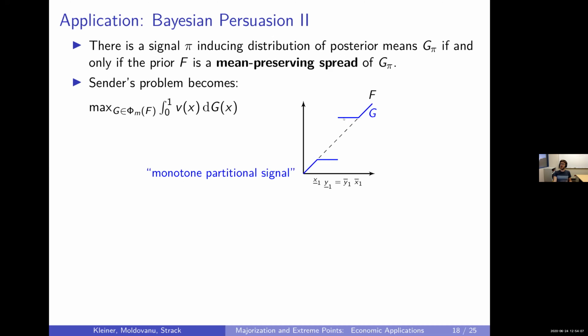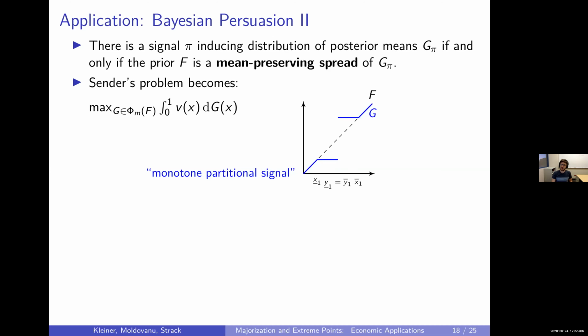Now, this is a distribution of posterior means. How could you implement this? Well, whenever the state of the world lies in this interval, you could send the same signal. And then by observing the signal, the receiver could update his beliefs. He knows that the state of the world lies in this interval. So he updates his belief, and the posterior mean will now be a point mass at the expected value of F on this interval. And outside of this interval, you could just completely reveal the state of the world. If you do that, then you induce exactly the distribution of posterior means G. So such signals are in the literature usually called monotone partitional signals, because you have these interval partitions where you pool all states of the world, and outside of these intervals, you reveal the state of the world.